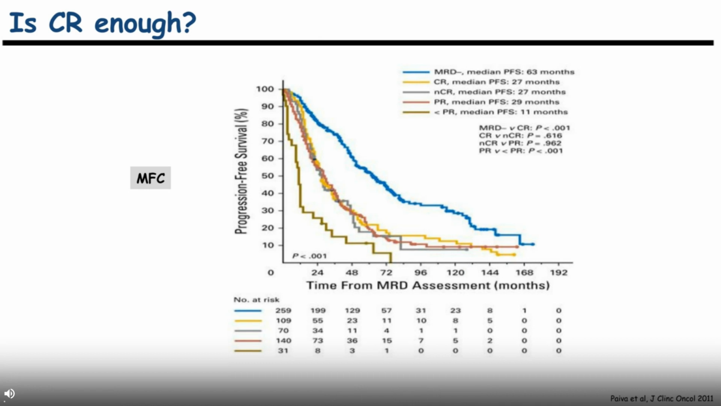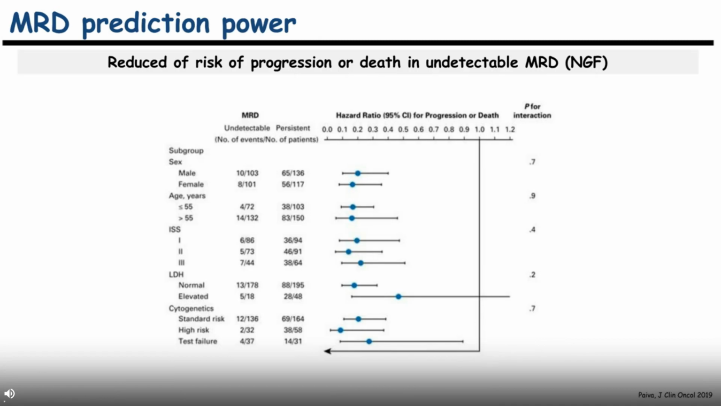Actually, achieving CR without becoming MRD negative is almost as bad as achieving any lesser quality response. Actually, MRD measurement surpasses the risk stratification at diagnosis with any of the currently available risk group assessment approaches, even those based on high-risk cytogenetics. It is important to highlight that the data also suggests that whenever patients fail to achieve MRD negative status, the discrimination power of this stratification tool is retained.